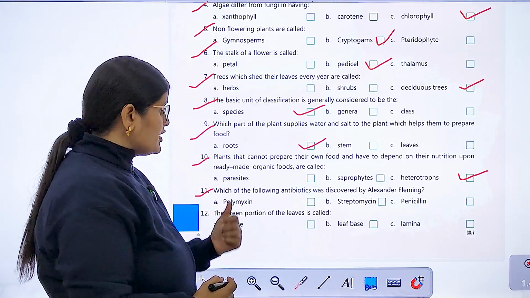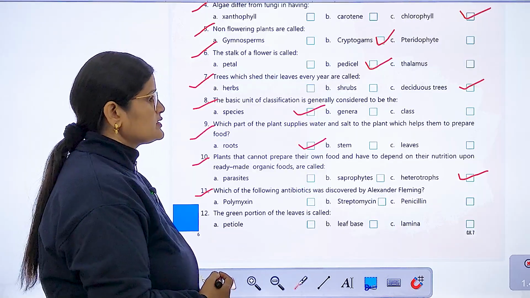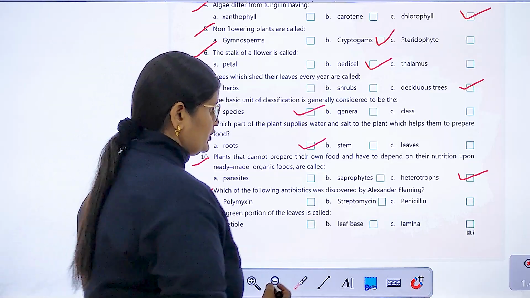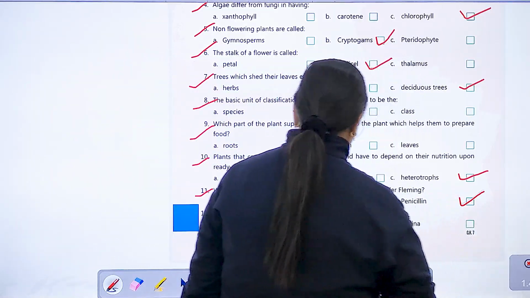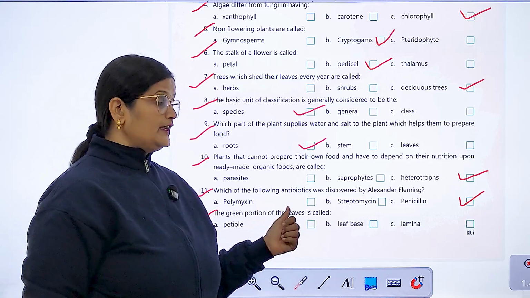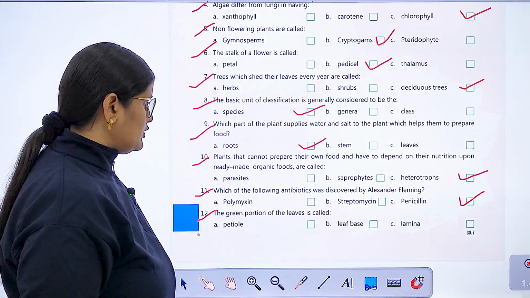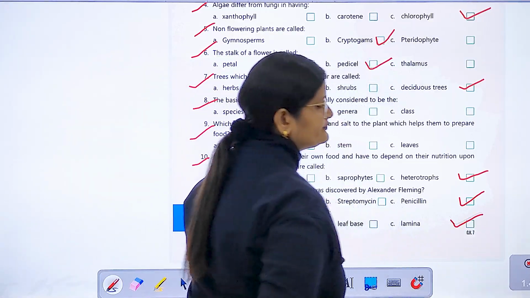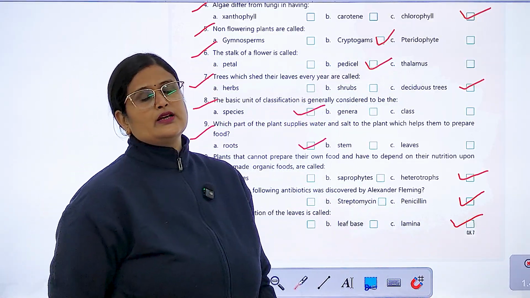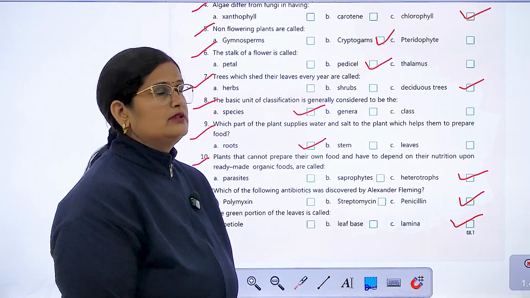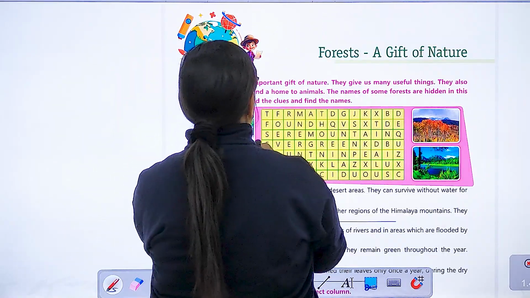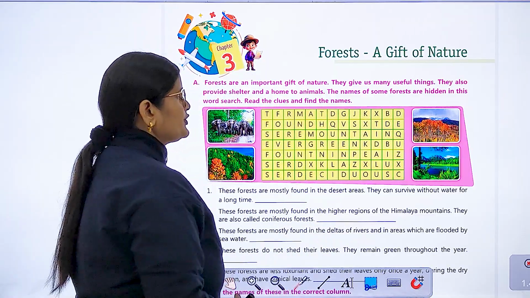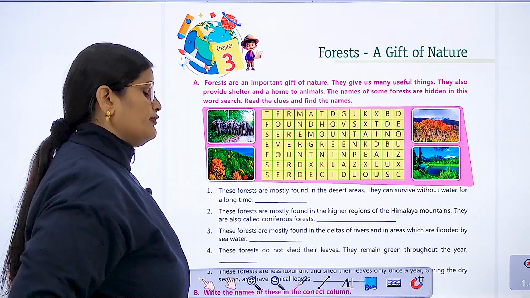Number 11. Which of the following antibiotics was discovered by Alexander Fleming? Option C, penicillin. 12. The green portion of the leaves is called lamina. Okay. So dear students, this chapter is done. Now let's begin the next chapter. Chapter number 3, Forests, a gift of nature.